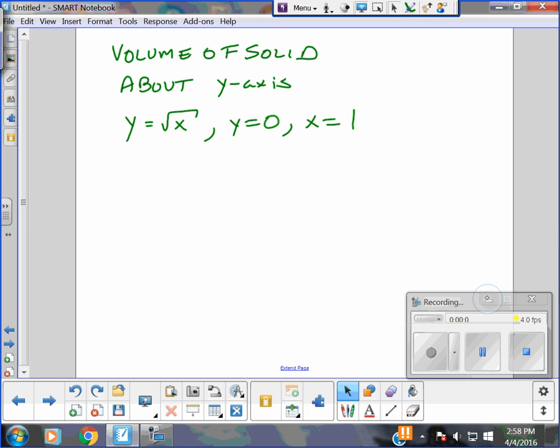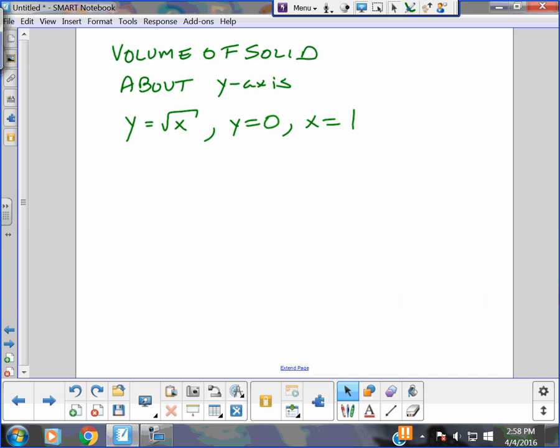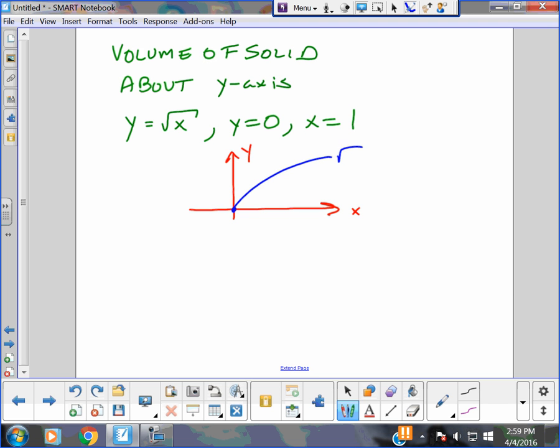All right, so everybody, I'm going to find the volume of a solid about the y-axis with y equals square root of x, x equals 1, y equals 0. We can do both methods here, and we will. Both methods will work. The first thing we really need every single time, and the reason in pre-calc you spent so much time graphing, is we have to picture what's going on.